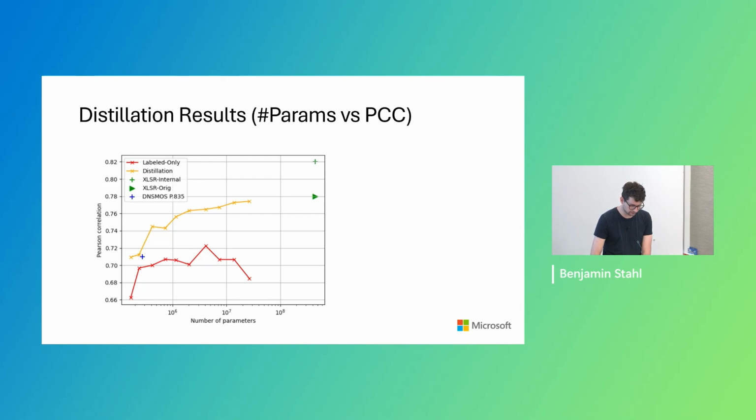So here, this shows it for all the 10 model variants. And as can be seen, the labeled only models overfit if the model size becomes too large, has an optimum here. And the distilled model keeps getting higher performance with a larger model size. This one is the original model, so yeah, here this closing a little bit more than half of the gap becomes clear. Here this one is DNS MOS as a reference.